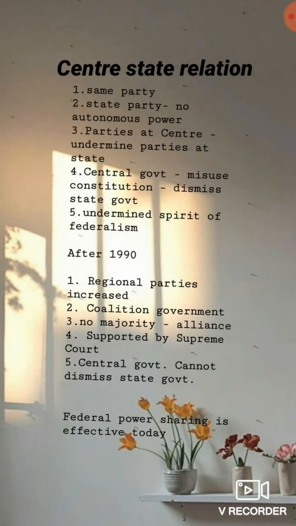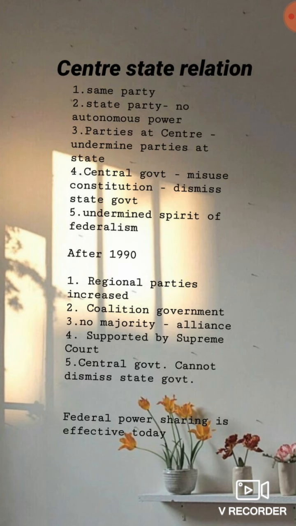Are you clear with this? This is the third test, center-state relation. Before 1990, the same party was ruling at the center as well as in the state. State parties were there, but they did not have real powers. The parties at the center were controlling parties at the state. If the state parties had different policies from the center party, then state parties would be dismissed by the central party because they were misusing the powers of the constitution. Because of this, the idea of federalism was affected.